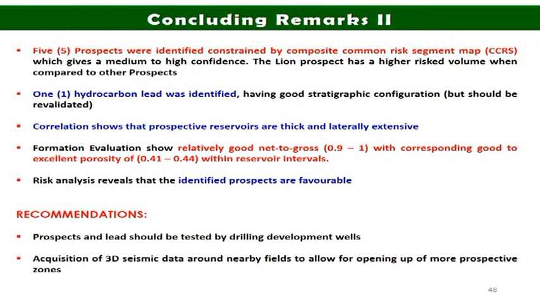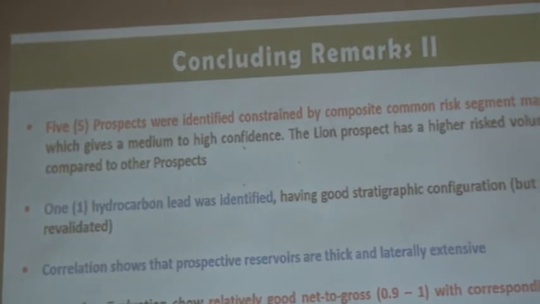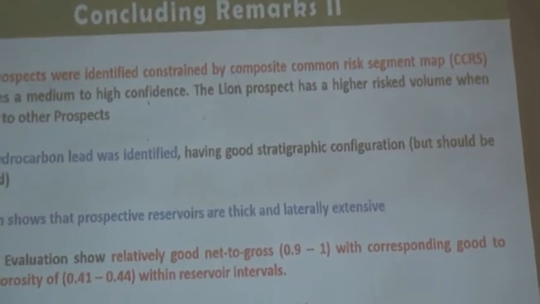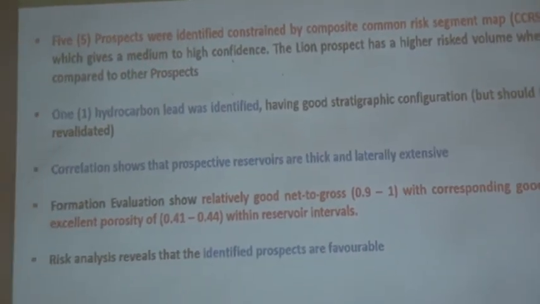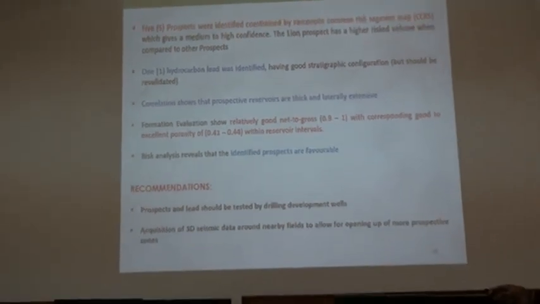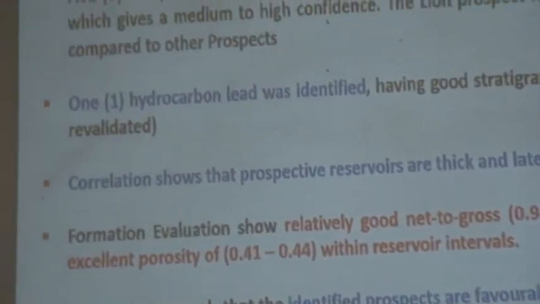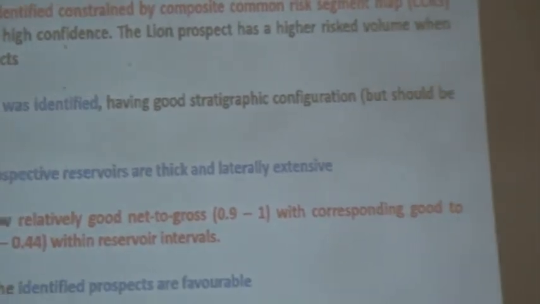Now to our concluding remarks. As we discussed earlier, we were able to identify 5 prospects, constraining them by a composite common risk segment map, giving us a medium to high confidence. The Lion prospect was ranked the highest compared to the others using its risk volume. We were also able to identify a hydrocarbon lead, which we named the Jaguar lead. It had good stratigraphic configuration, but should still be revalidated.